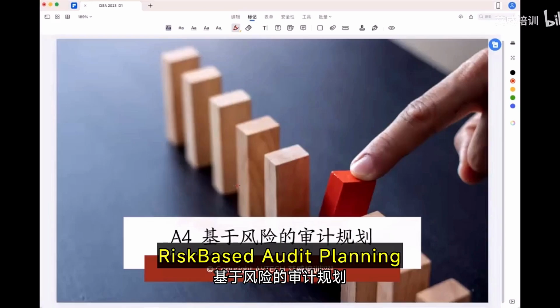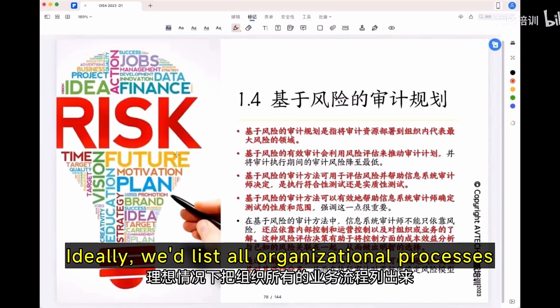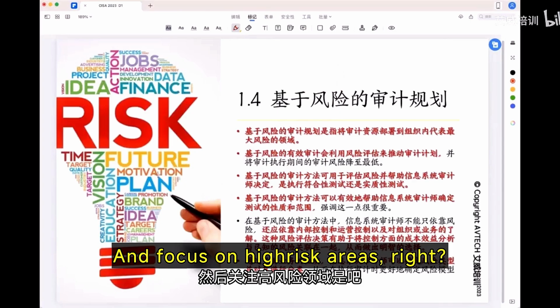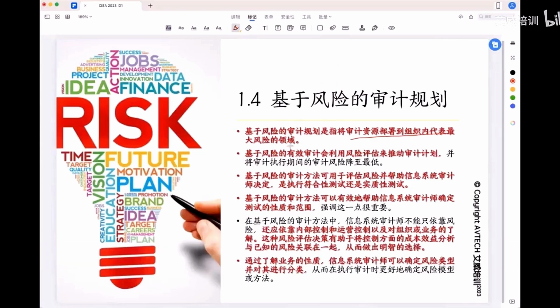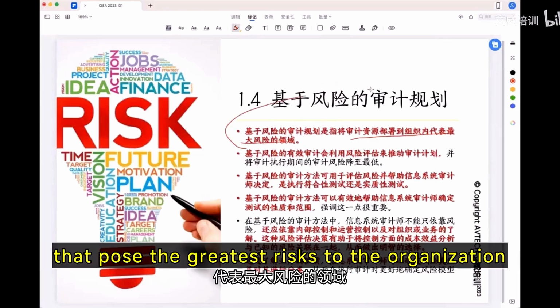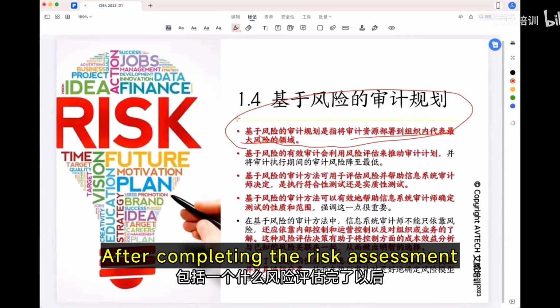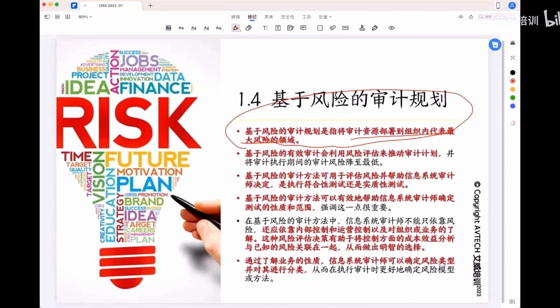Risk-based audit planning. We've just covered this point. Ideally, we'd list all organizational processes, then perform a risk assessment and focus on high-risk areas, right? Risk-based audit planning allocates resources to areas that pose the greatest risks to the organization. As we mentioned, after completing the risk assessment, we determine the audit scope.